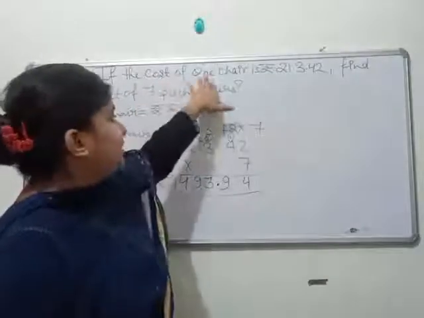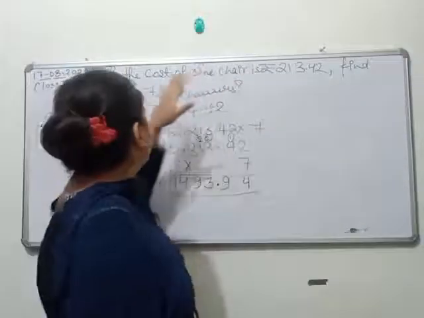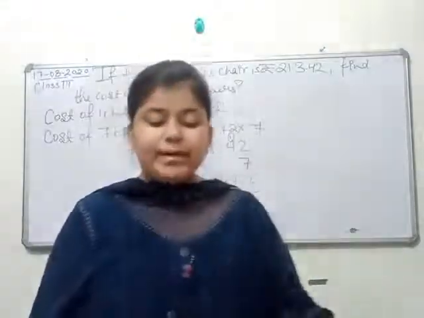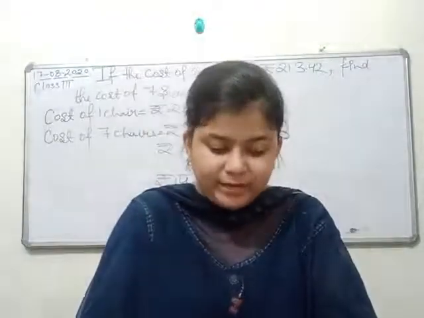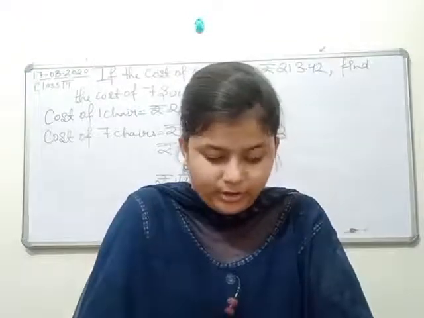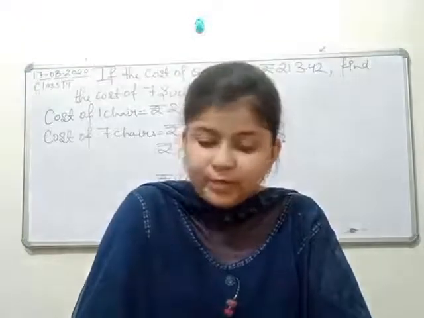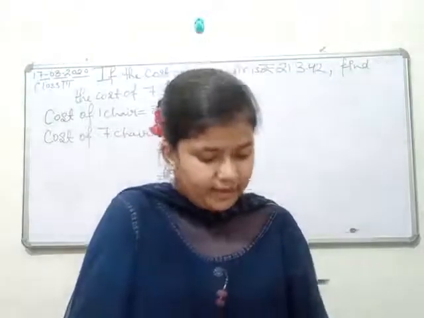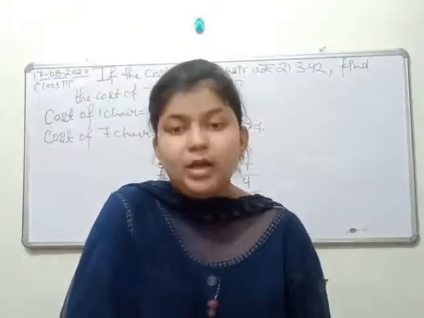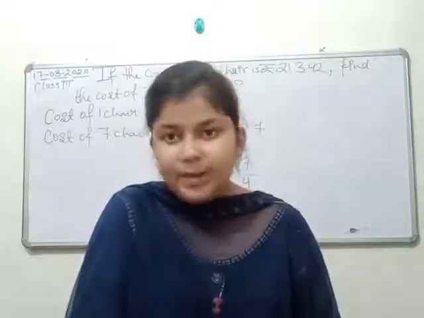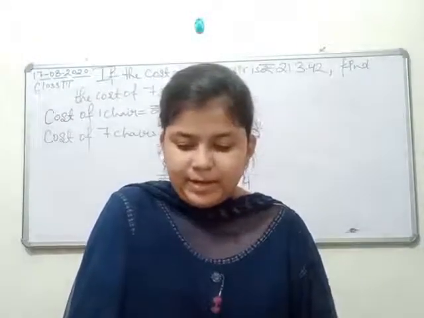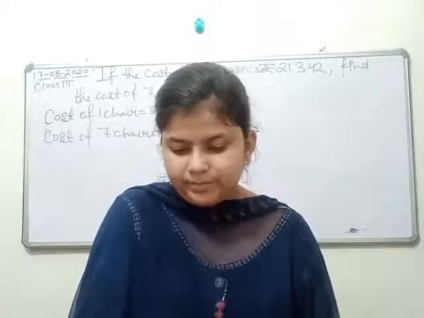Now one more thing. The cost of one chair was given and you have been asked to find the cost of 7 such chairs. So that's why we have multiplied here, because the cost of 1 is given and we have been asked to find out the cost of many. When we have to find the cost of many, what do we have to do? We have to multiply.